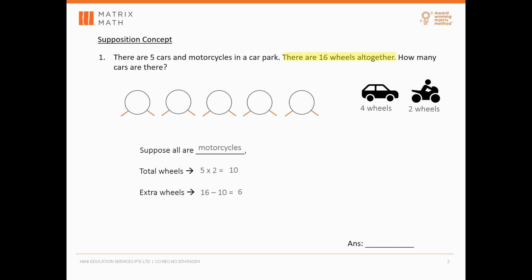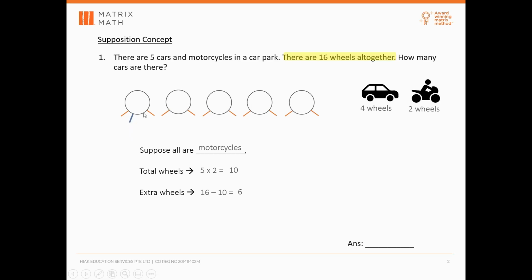So I need to put these 6 wheels into this diagram. Do I put all 6 onto the first circle? No, because this is a motorcycle. I can only change it to a car. A car has an additional 2 more wheels. So I can only add 2 to every circle. Okay, so I have 6 to spare.